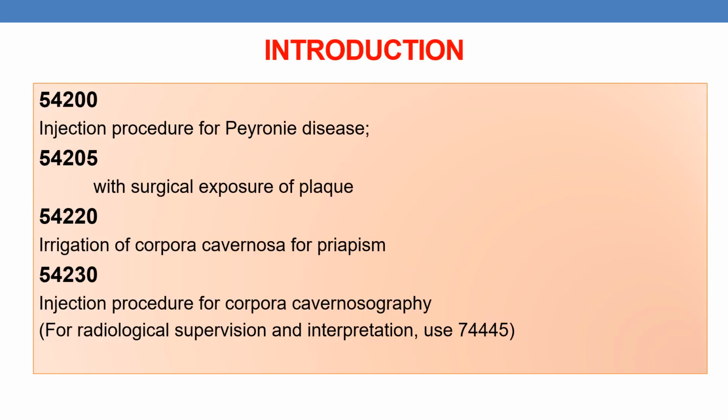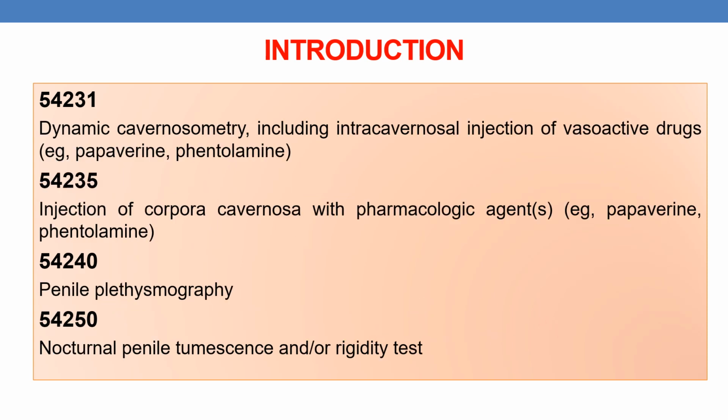Now coming to introduction CPTs, the first one is 54200, injection procedure for perineal disease. The next is 54205, injection procedure for perineal disease with surgical exposure of plaque. The next is 54220, irrigation of corpora cavernosa for priapism. The next is 54230, injection procedure for corpora cavernosography. The next CPT is 54231, dynamic cavernosometry including intracavernosal injection of vasoactive drugs, for example papaverine and phentolamine.